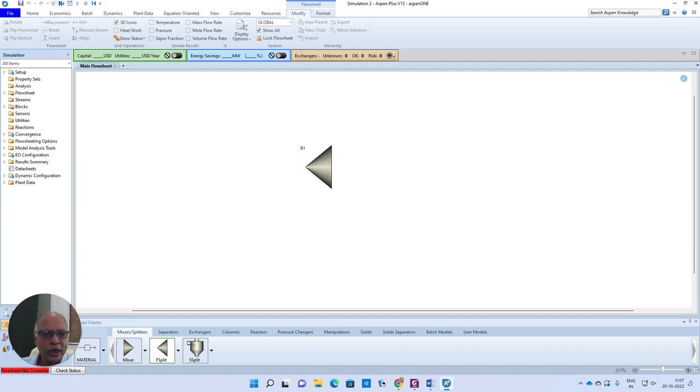In the case of a mixer, two or more input streams are mixed to give rise to one output stream. Whereas in the case of a splitter, one input stream is getting divided into two or more output streams. Again, you can draw any number of output streams based on your requirement.